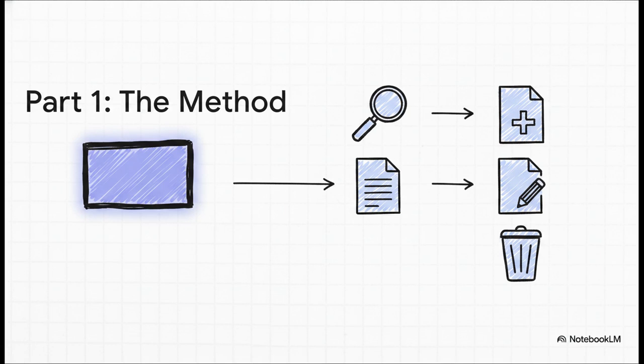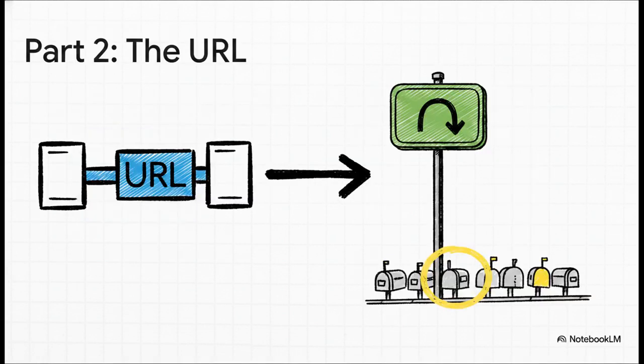First up, we have the method. This is basically the verb of the request. It tells the server what you want to do, your intent. For example, a POST method means, hey, I want to create something new. Other common ones are GET for reading data, PUT for replacing it completely, and DELETE for, well, deleting it. Pretty simple, right?